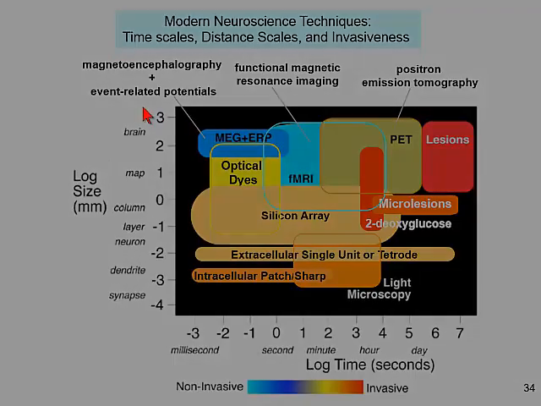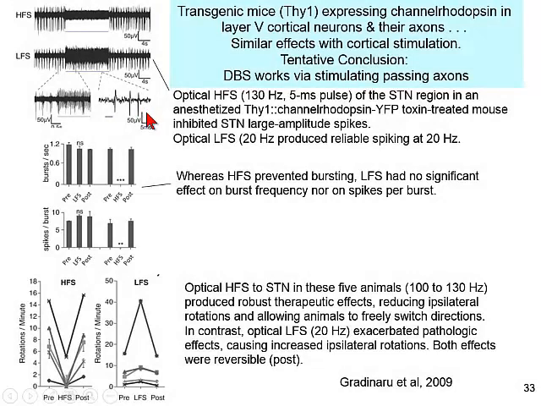The conclusion is that what she was doing is to stimulate fibers of passage through the subthalamic nucleus rather than directly cells in the midbrain itself. And this will be very handy for developing better stimulation procedures for deep brain stimulation using light rather than electrodes.